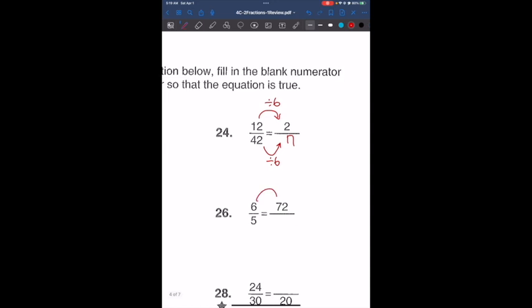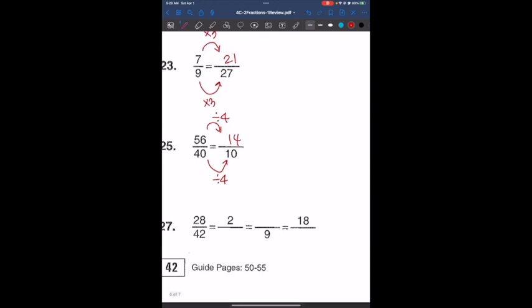And to get from 6 to 72, we multiplied by 12. So we're going to multiply by 12. Gives us 60. To get from 28 to 2, we divided by 14. So we're also going to divide by 14. And 42 divided by 14 is going to give us 3. Now to get to 9, we multiplied by 3. So we're going to multiply 2 by 3, gives us 6. Then we multiplied by 3 again, so we get 27.